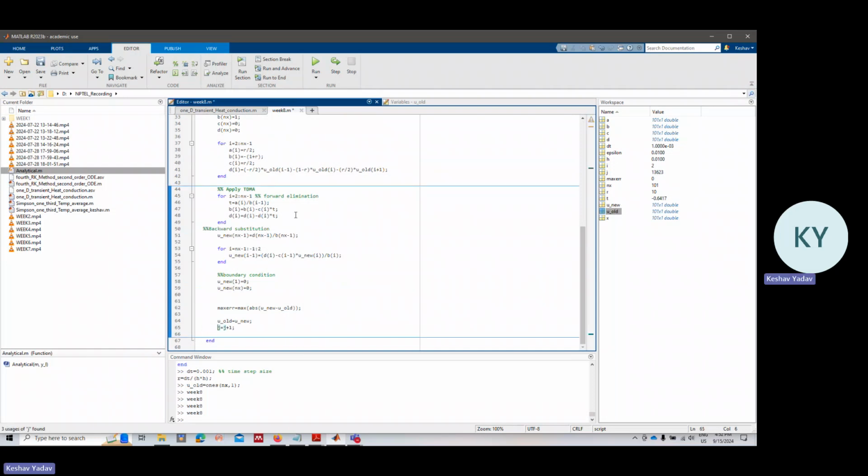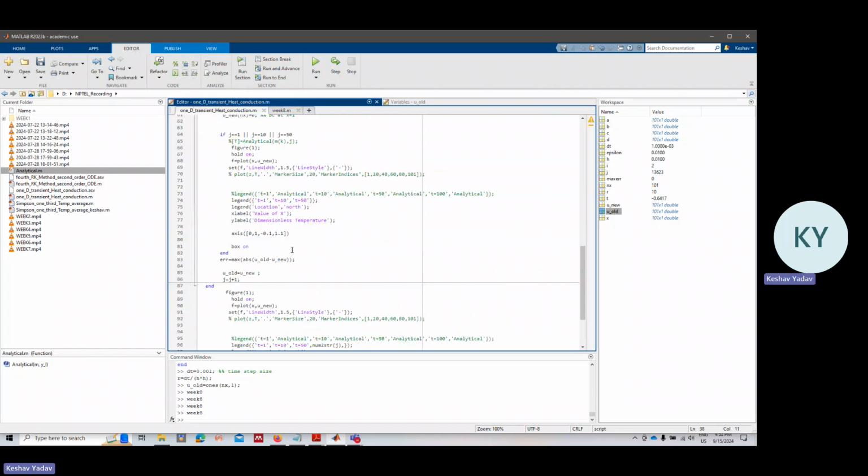Now let us do the plotting. So now we'll do the plotting. I will just copy from here, where I have written it.